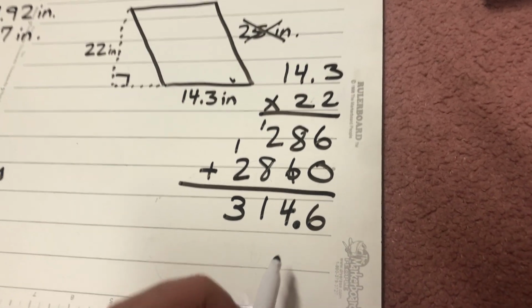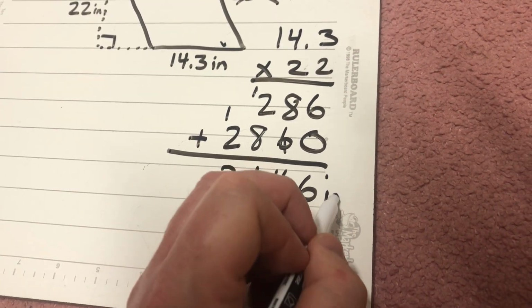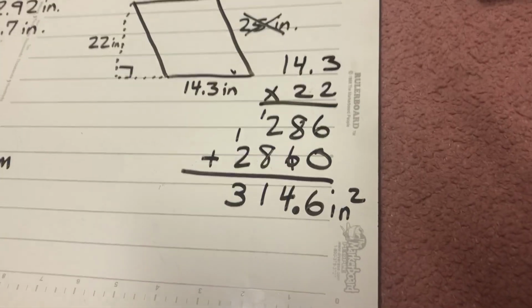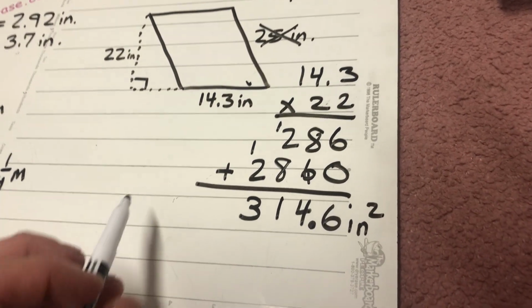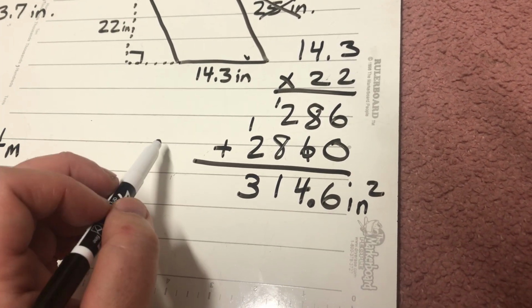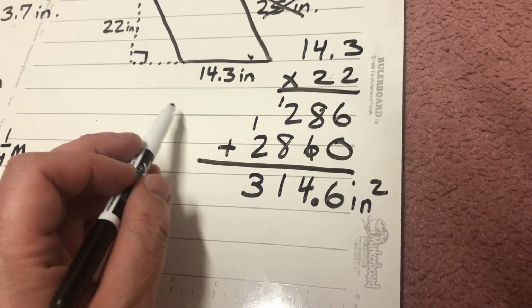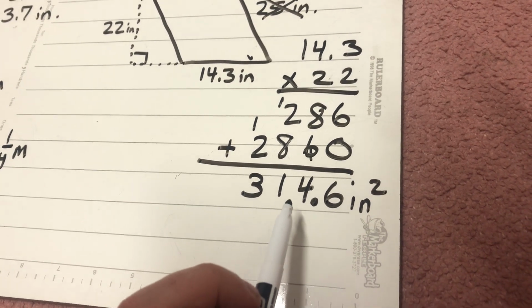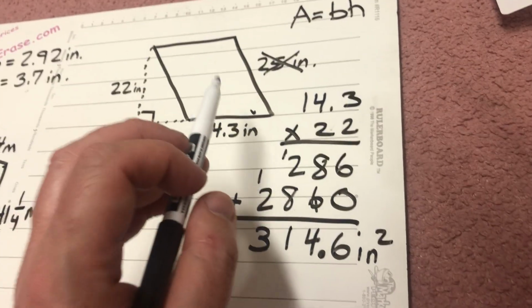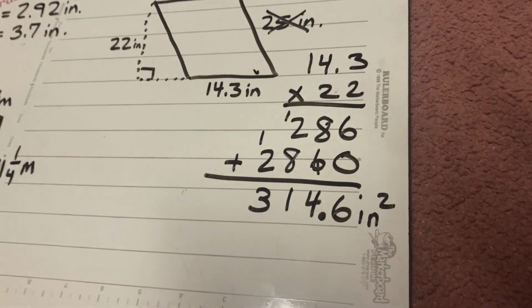My final answer: 314 and 6/10 square inches. If I had squares of carpet that were 1 inch on every side, I could fit 314 and 6/10 of them inside that parallelogram.